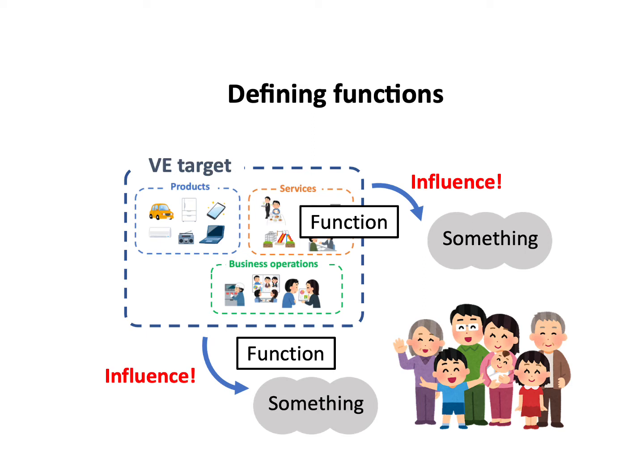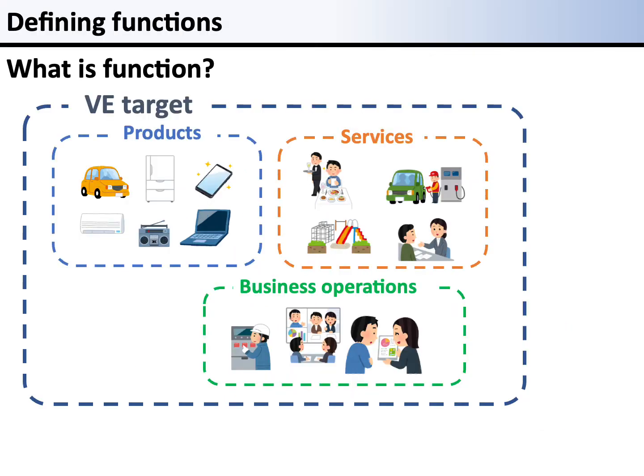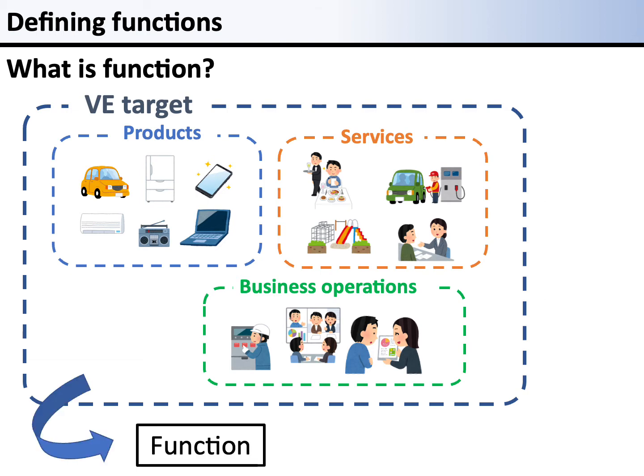This is the explanation about the subphase in VE procedure, defining functions. In order to improve the value of a VE target, which may be a product, service, or business operation, by using the VE procedure, it is first necessary to clarify the function of the selected VE target. The function is the unique role of them.